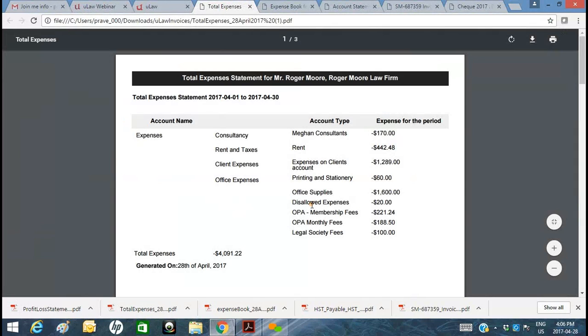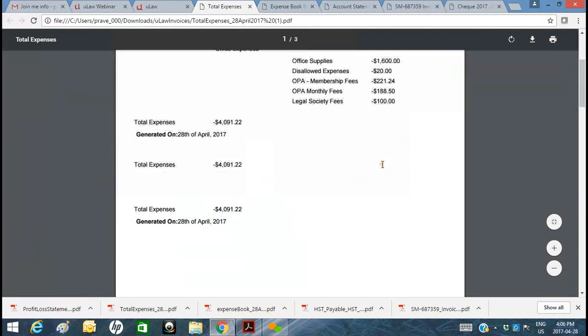There you go. In one statement, you have your expense statement, which basically tells you, including the $170 that you paid your consultant, the different rent and taxes, the Law Society fee of $100 that we paid today.